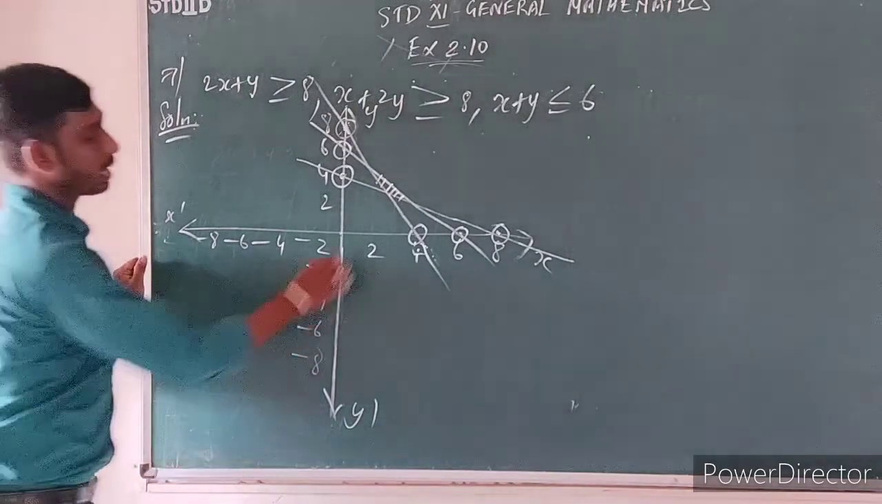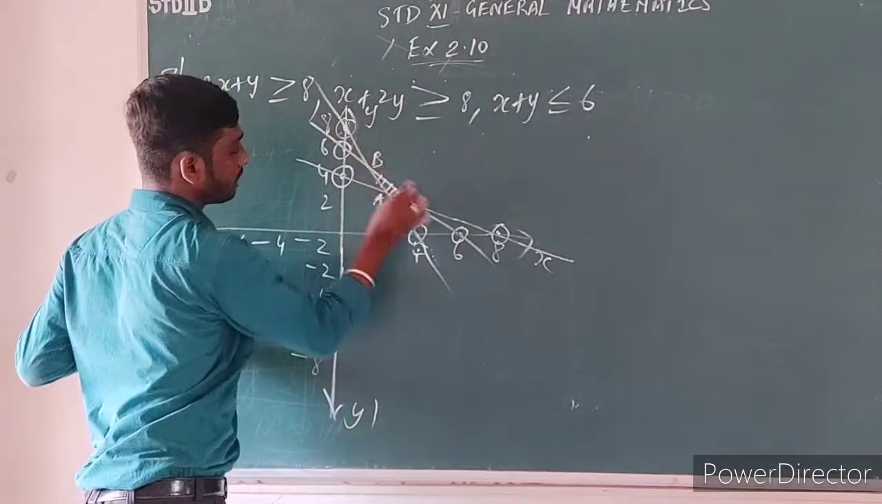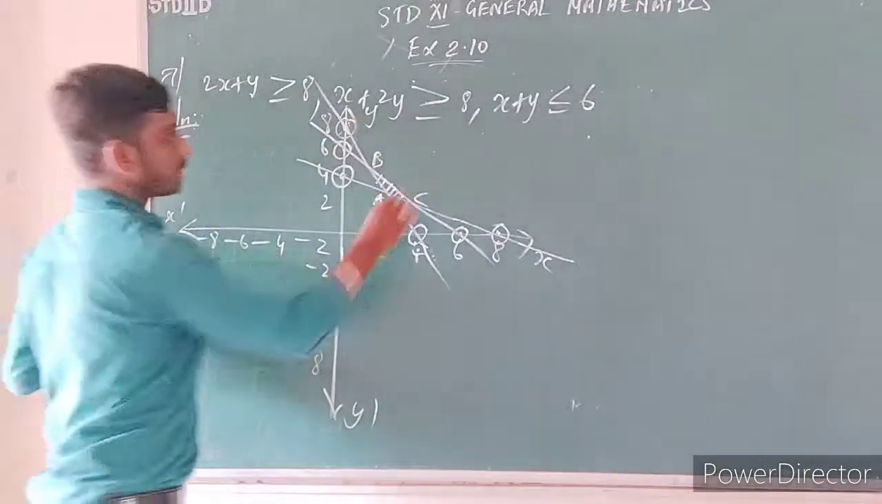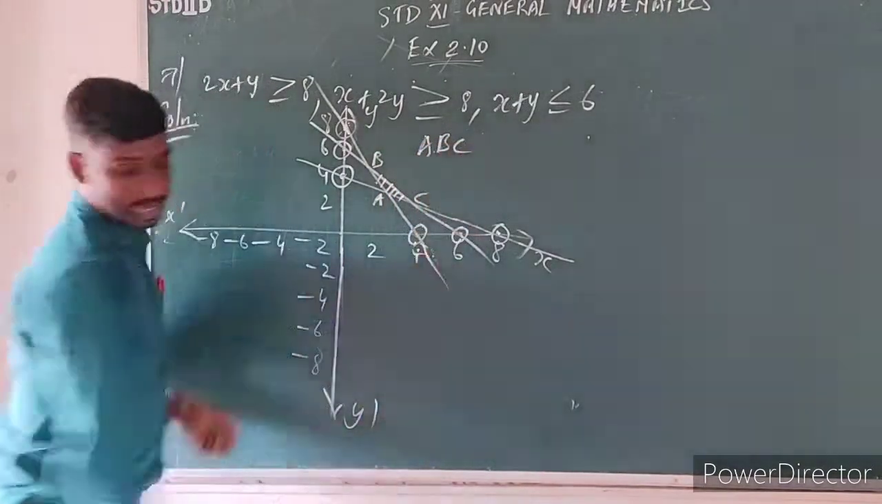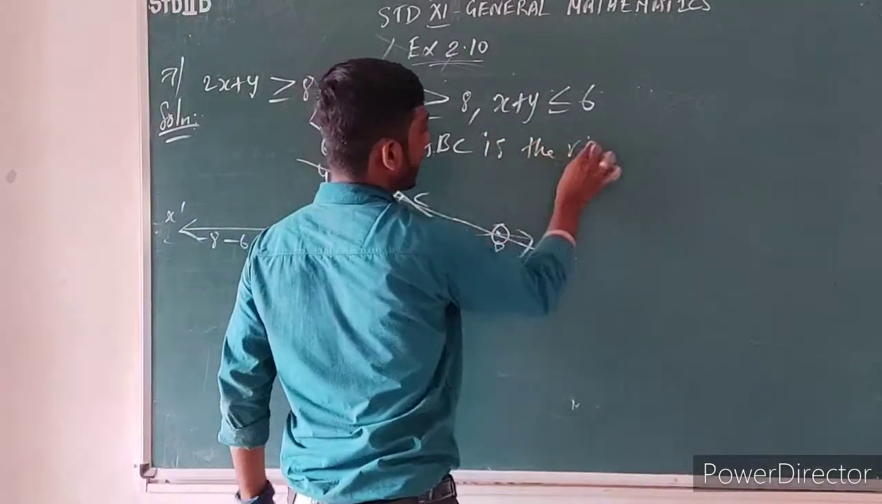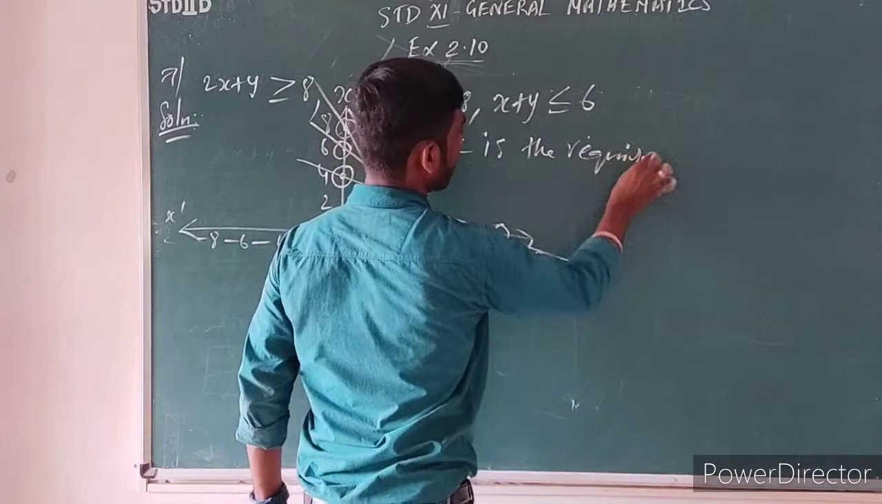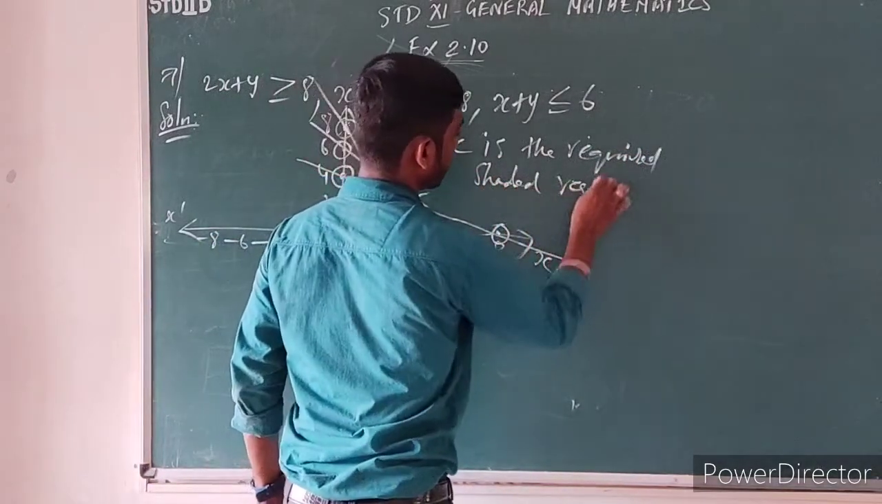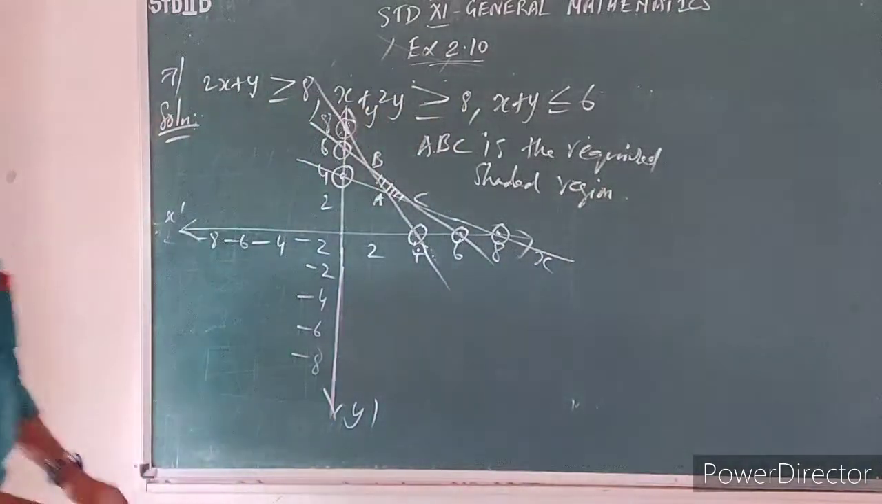This point is A. This point is B. This point is C. So now we have to write like this: ABC is the required shaded region. That's all. Very simple one.